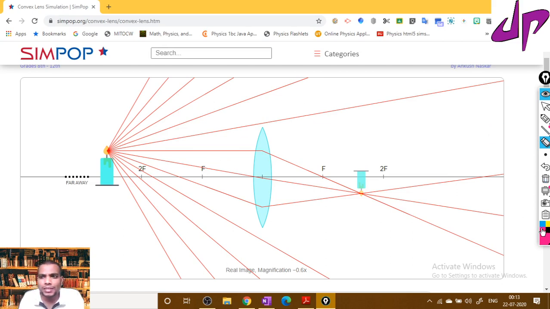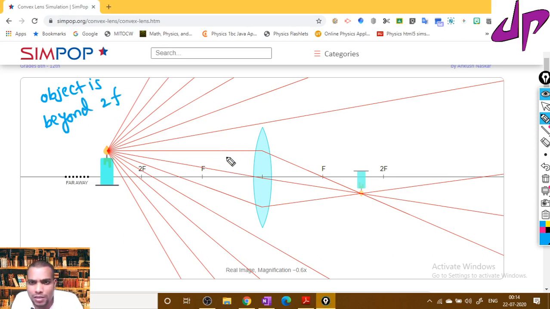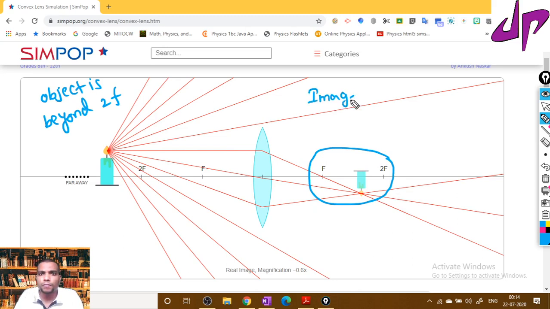Now, the position of the object is just beyond 2f. Now where is the image? The location of the image is between f and 2f. The image is between f and 2f.